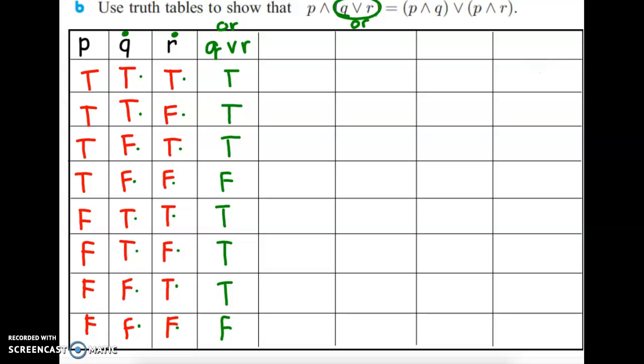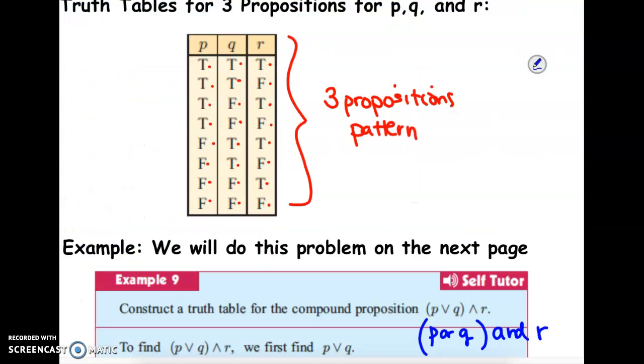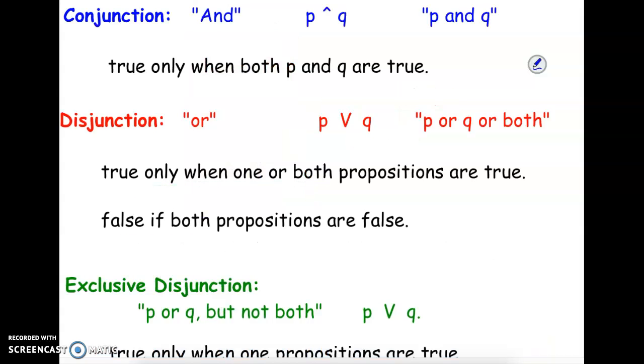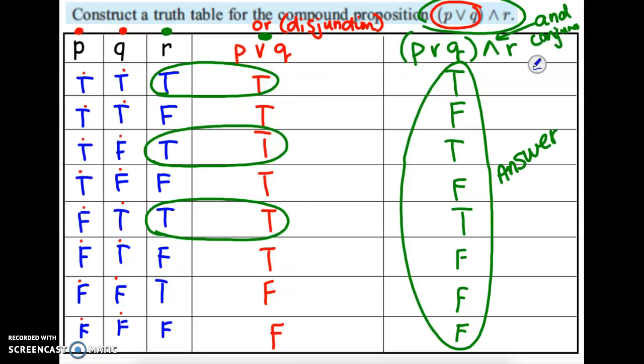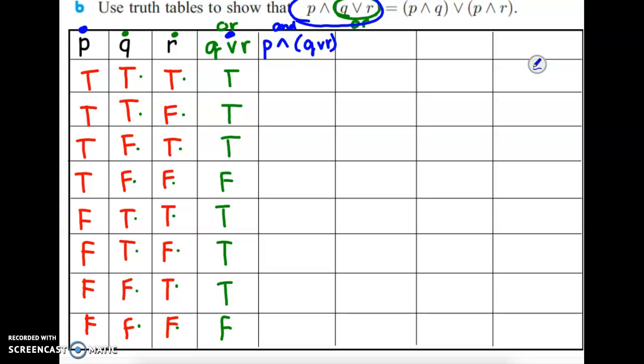Now we're going to do this next piece. P and, so that's a conjunction, and then the green, Q or R. So we're looking for a conjunction between the green column here and our P. A conjunction is true when both of them are true. So we're looking at, again, this blue column here and this blue column there. We want both of them to be true.